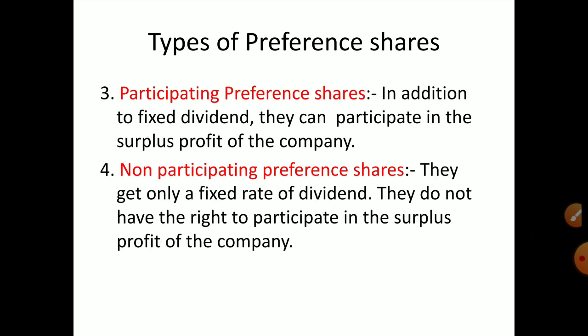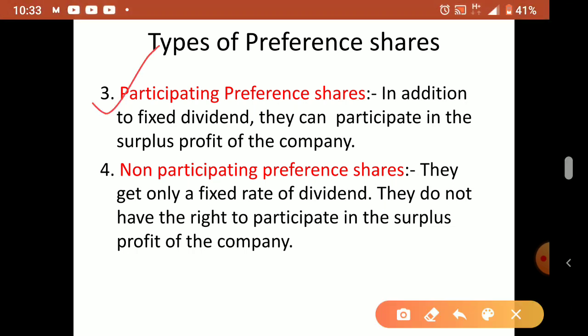Okay, then next is participating and non-participating. So what is participating? Participating means in addition to the fixed dividend, they can participate in the surplus profit of the company. Preference shareholders have a fixed dividend, for example I told you 6%. In addition to this 6%, sometimes they may get some additional dividend also if the company is earning more profit. If economic conditions are good, the company will earn more profit.